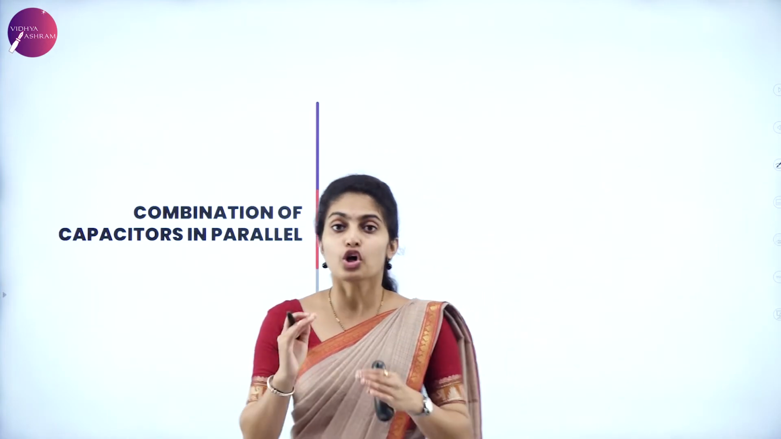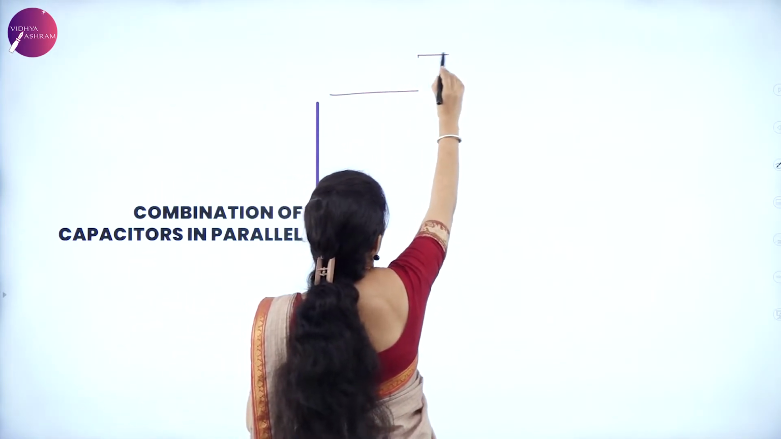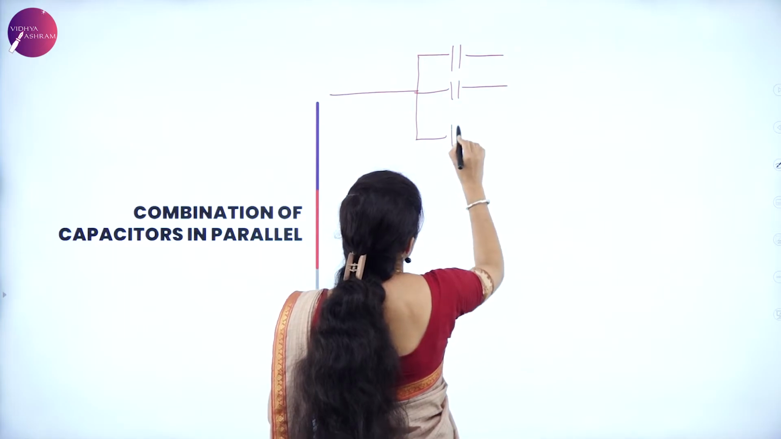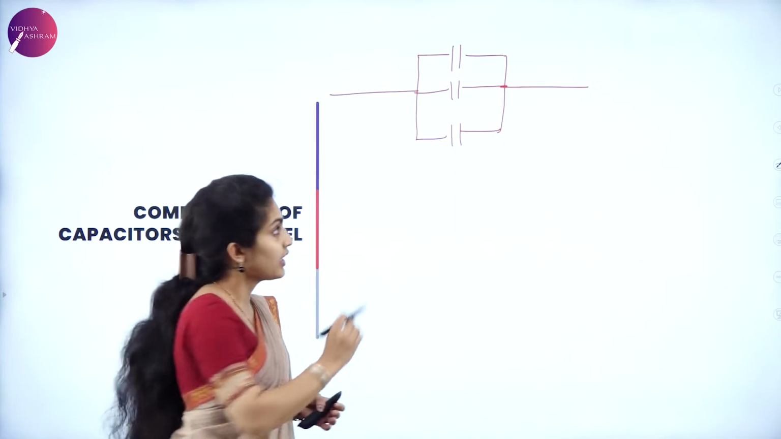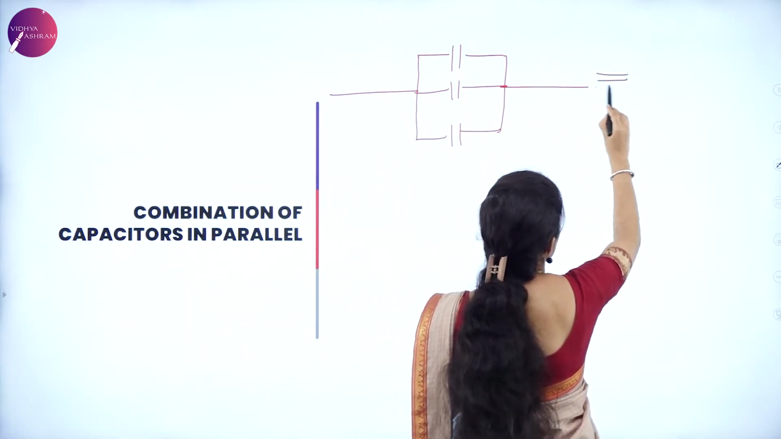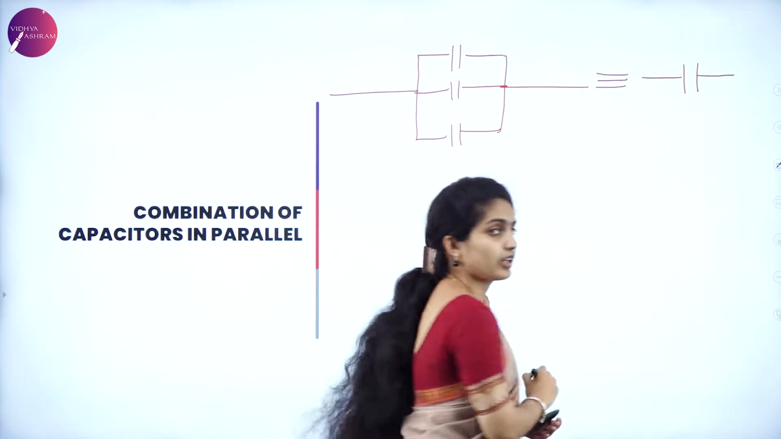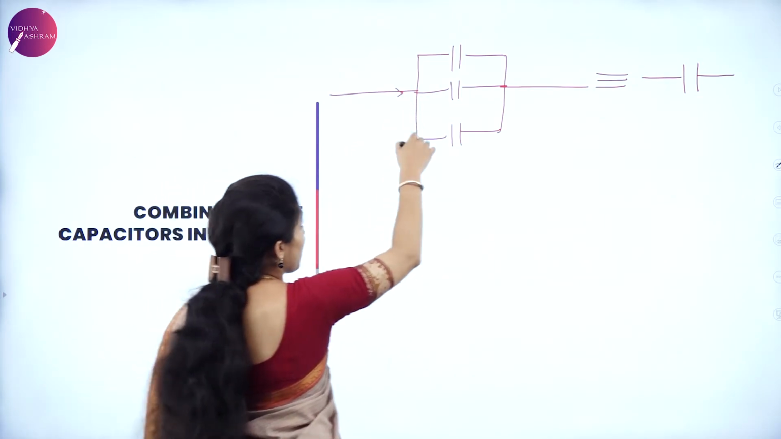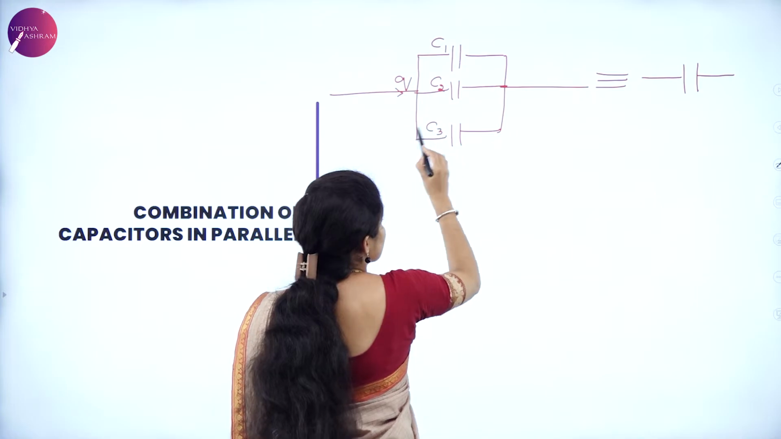Now let us move to combination of capacitors in parallel. Again, as I have told you, there is a wire which is connected to the capacitor, so it is a parallel connection. All three are connected to one single line which is passing, and the equivalent of this is replaced by a single capacitor. So now let us give the names. Here there is a charge Q which is flowing throughout, and this can be C1, this is called C2, and this is called C3.